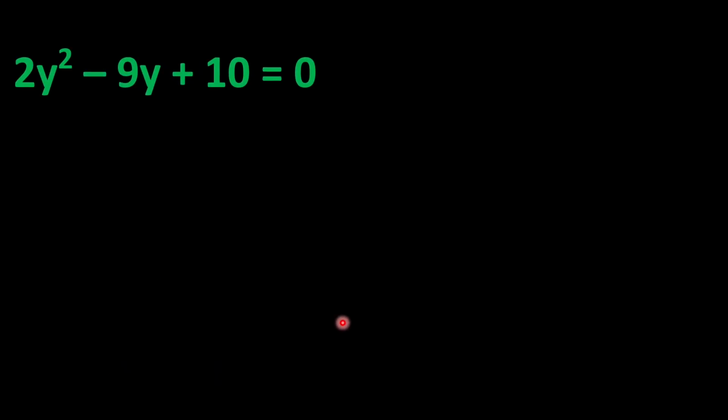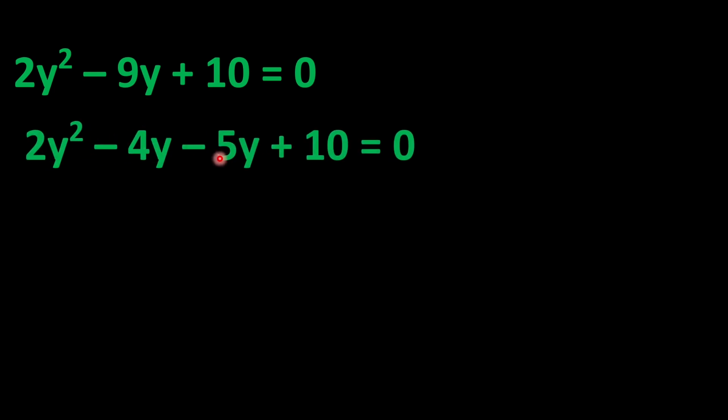And now we will try to factorize this equation. So we can factorize this as minus 4y and minus 5y, like this: 2y square minus 4y minus 5y plus 10. Because if we add this minus 4y and minus 5y, it is equal to minus 9y, and if we multiply the coefficients 2 and 10, it must be 20y square. So both the conditions are satisfied, therefore our splitting is okay.